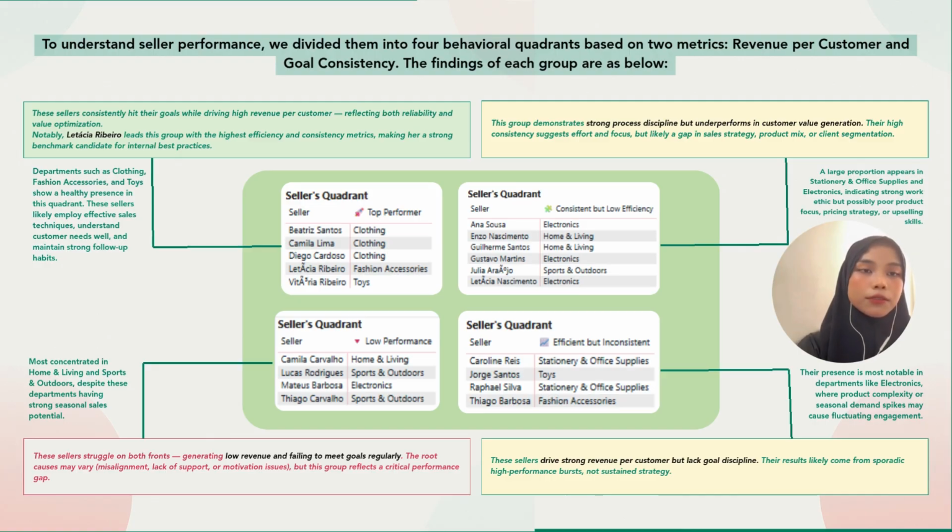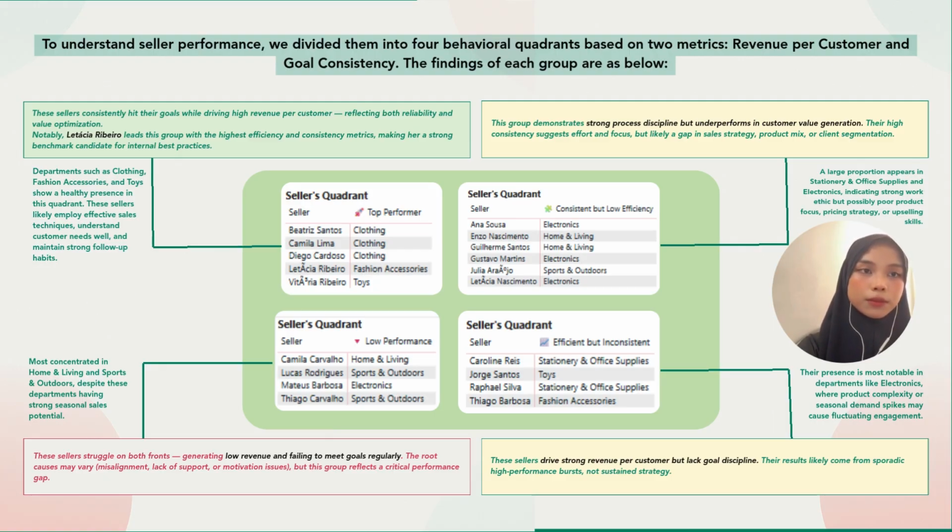We also have the efficient but inconsistent quadrant. Sellers here can drive strong revenue, but they lack goal discipline. Their performance might rely on short-term bursts or one-time promotions rather than sustainable strategies. You will notice many sellers here are from toys or fashion accessories, which may indicate seasonal sales dependencies or reliance on limited-time product spikes. The implication here is that while they can perform, they are harder to rely on over time.